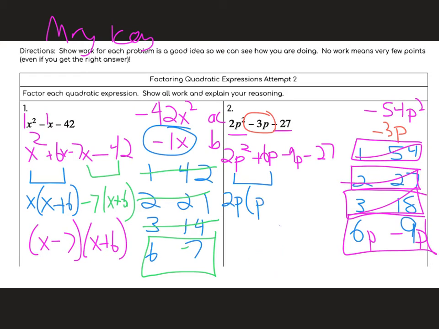And then 6p divided by 2p. 6 divided by 2 is 3. And then take the p off, so we're good. I'm going to hope that p plus 3 is going to show up in parentheses next to it, so I'm going to write p plus 3.